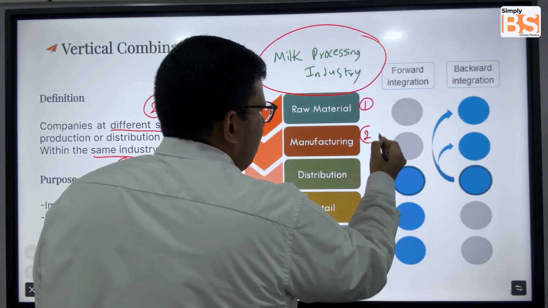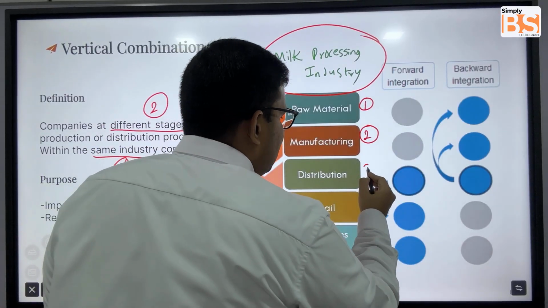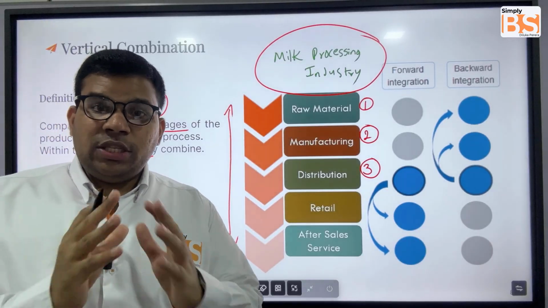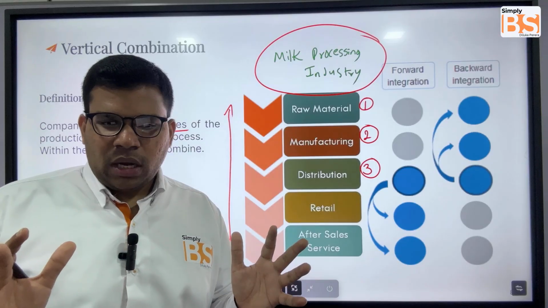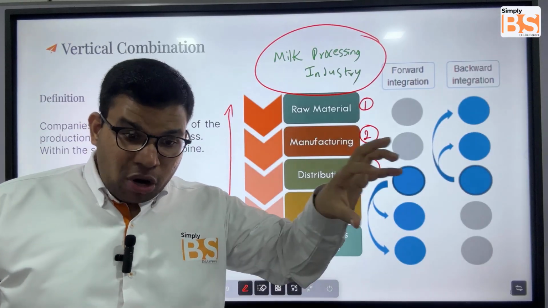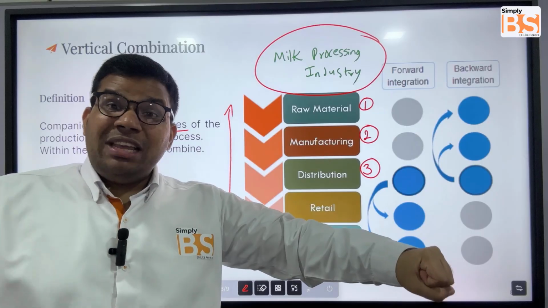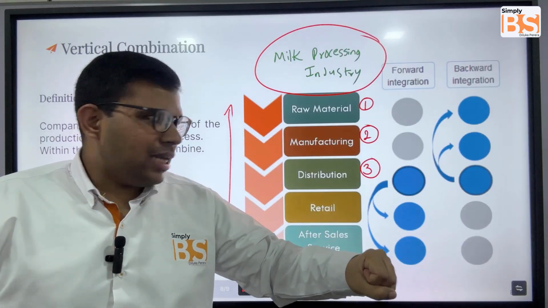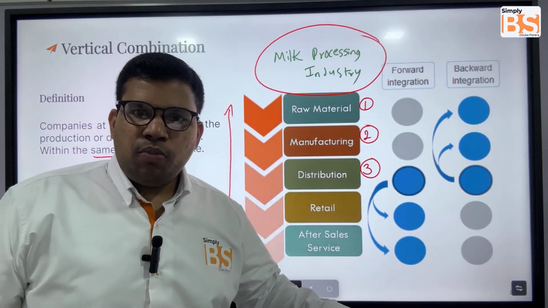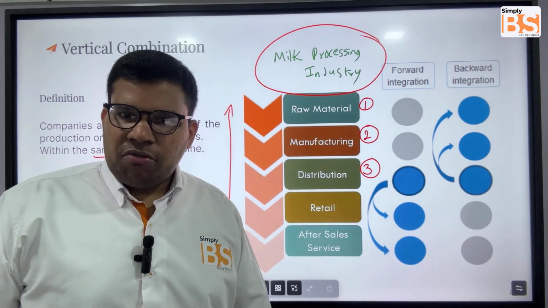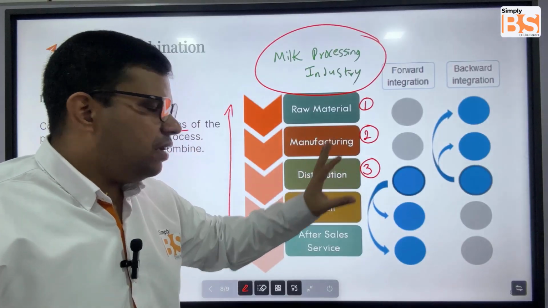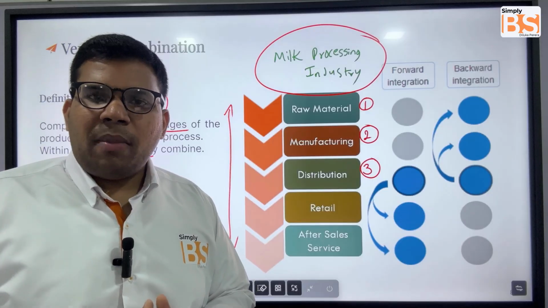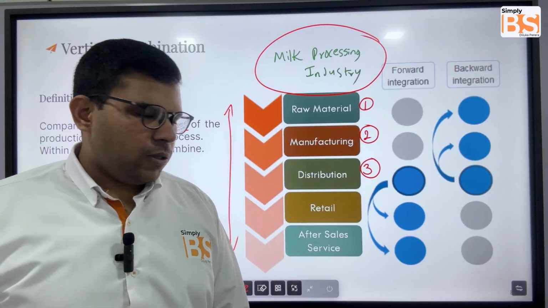And then you have the third stage, which is the distribution stage. This is where the processed milk will be transported to different shops and supermarkets in various locations, because this processed milk should be available for customers to buy. So in distribution we focus on taking this processed milk to different shops and supermarkets in different locations.